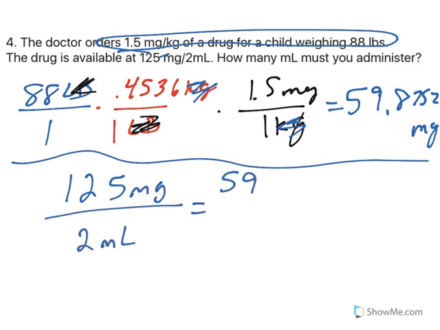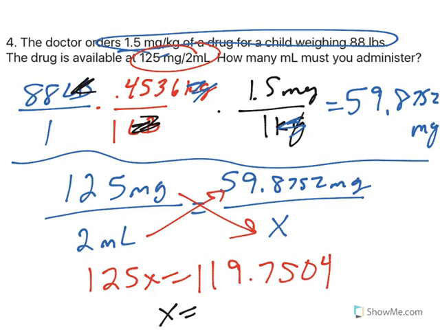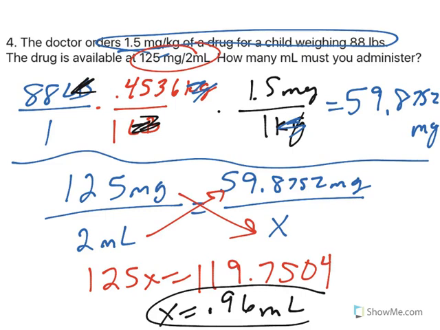So if I need 59.8752 milligrams, how many milliliters is that? Okay, does that make sense? We know that this is one ratio that works. If we know how many milligrams, we can figure out how many milliliters. So we solve this proportion, right? Proportional reasoning is everywhere. Cross multiply: 125x equals 2 times 59 something, and we get 119.7504. Divide both sides by 125 to get x by itself, and x is 0.96 milliliters. Okay, and that's a little bit about dosage calculations and playing with rates.